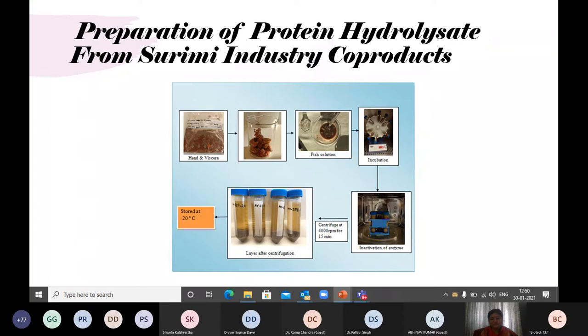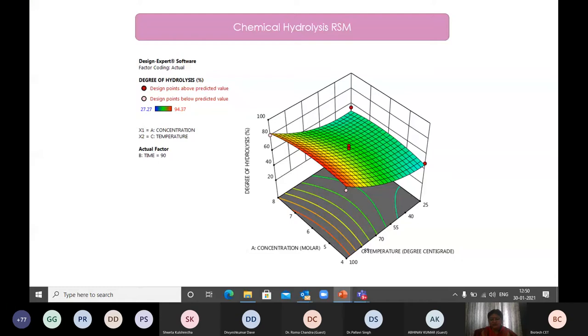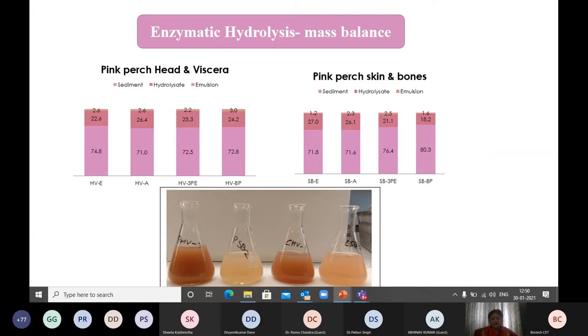Initially we did the chemical hydrolysis and the optimization, and later on the enzymatic hydrolysis. And this is the mass balance. When we optimize, we want our method to give the highest amount of protein hydrolysate and less amount of sediments and a little bit of emulsion. Based on that, we selected and optimized the method, which contains 80% of the protein hydrolysates.